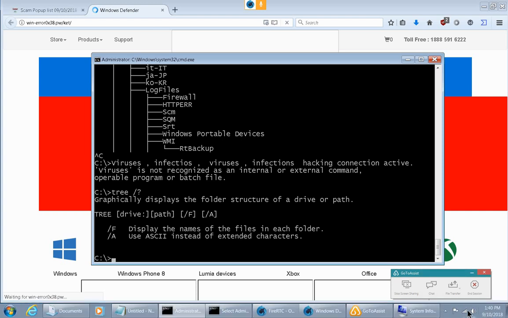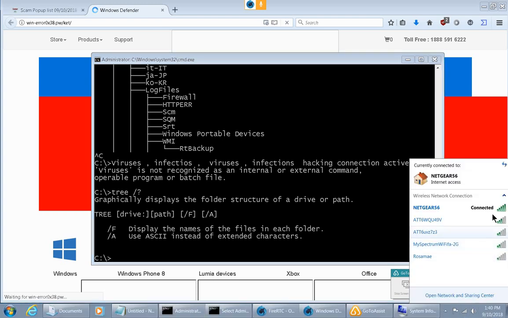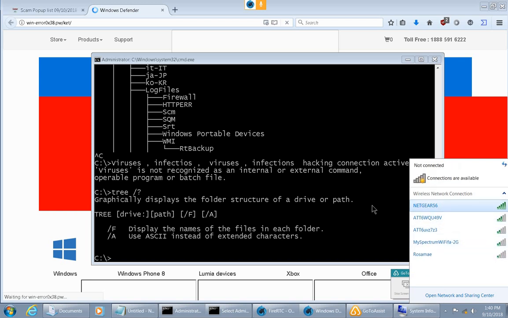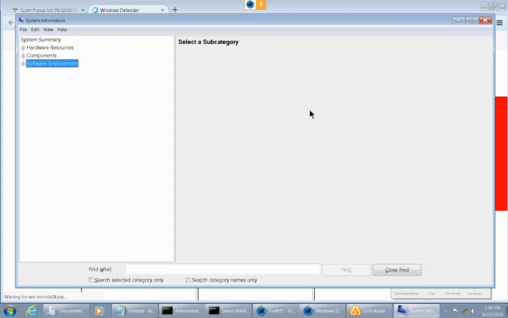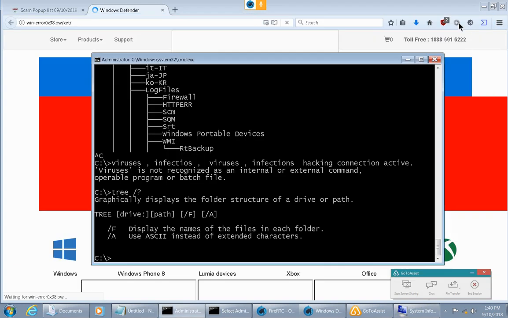Okay, let me make sure he's disconnected. I'll disconnect my internet there. Okay, system information. I'll come back to that.